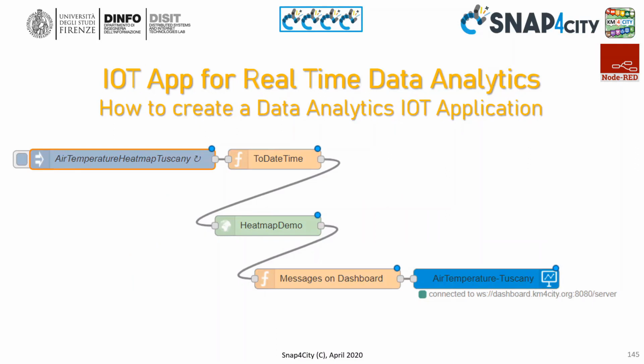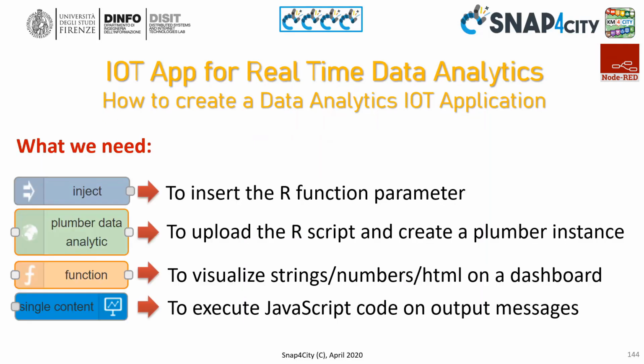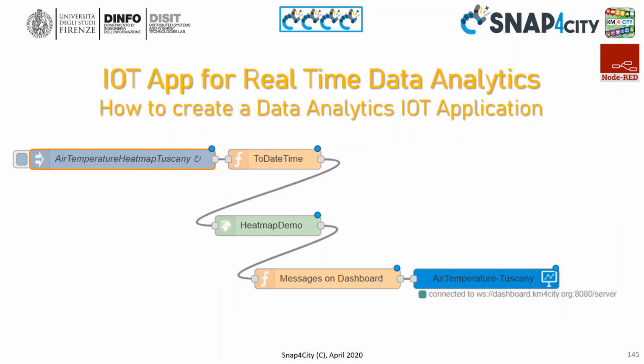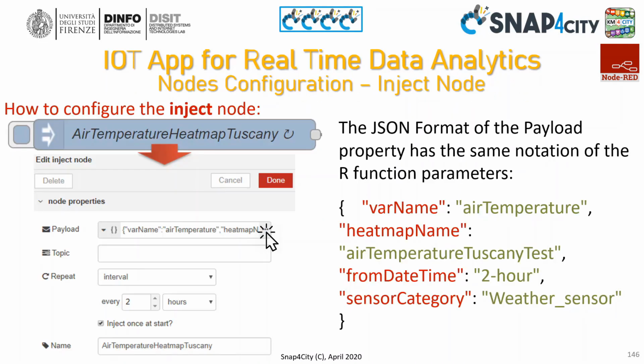This is the flow that you want to create for the automatic creation of heatmaps. Let's start to configure the Inject node. Clicking on the node, you have to change the properties starting from the payload. The JSON format of the payload property has the same notation as the function parameters: var name, heatmap name, from date time and sensor category. Then you have to select interval in the repeat property, and the duration of the interval. In this case, I select 2 hours because I want to create a new heatmap every 2 hours.